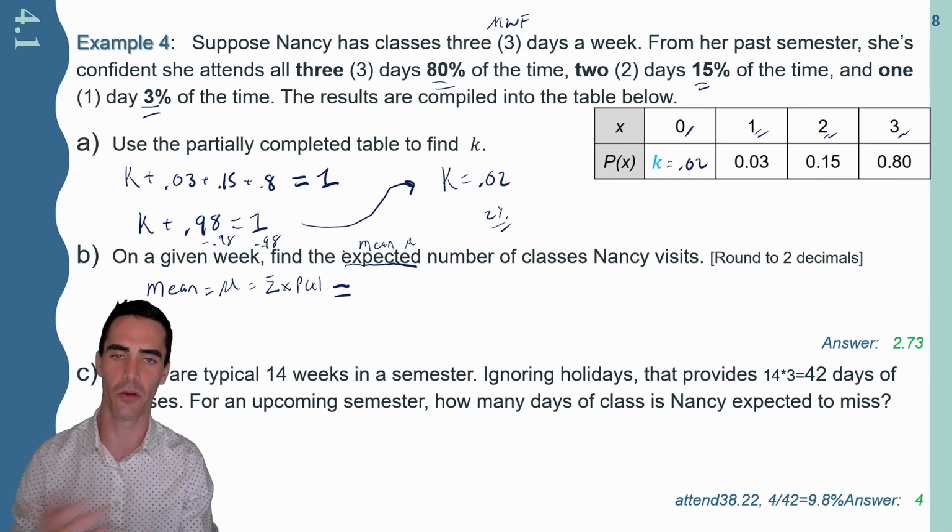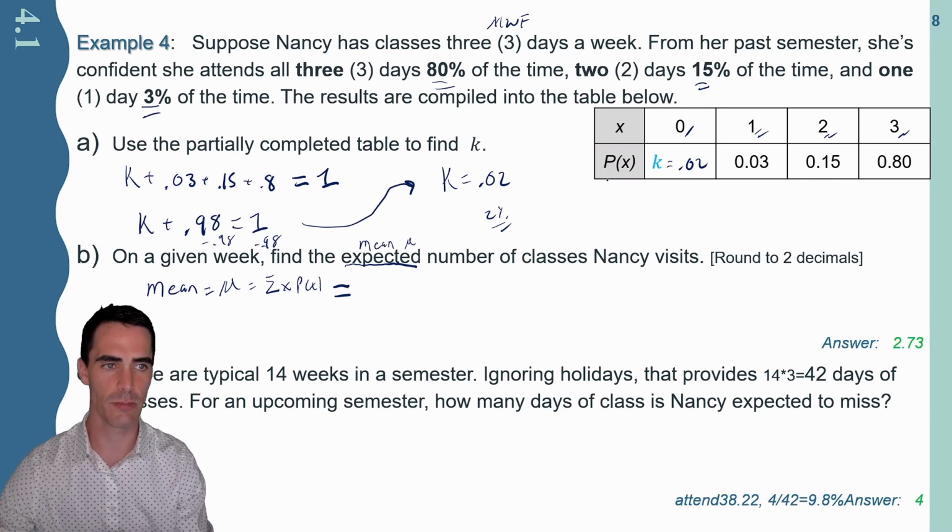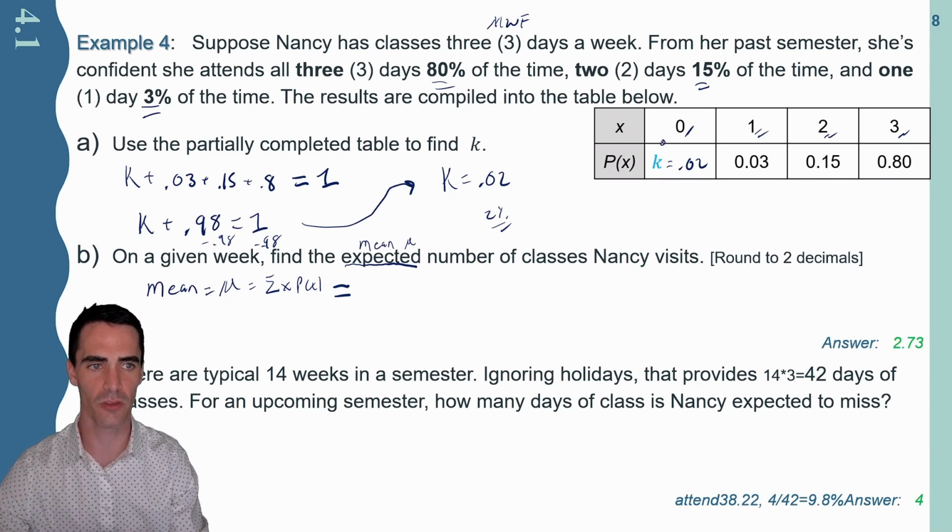And then I can actually write out what that sum would be. Again, x times p of x. If it helps on your table, think of multiplying these two together and getting that result, and then adding it to the next multiplication, and then adding it to so on down the line.